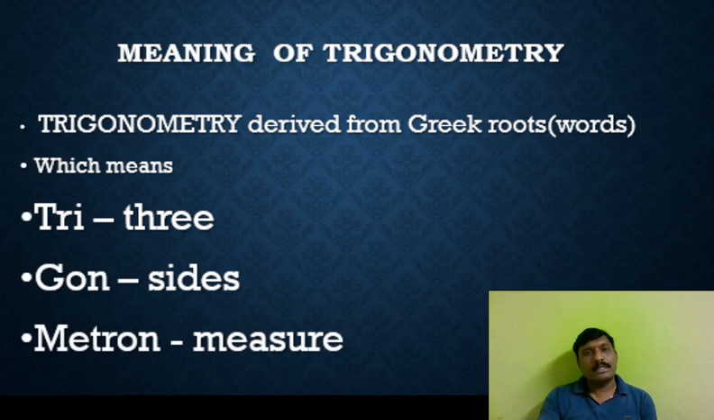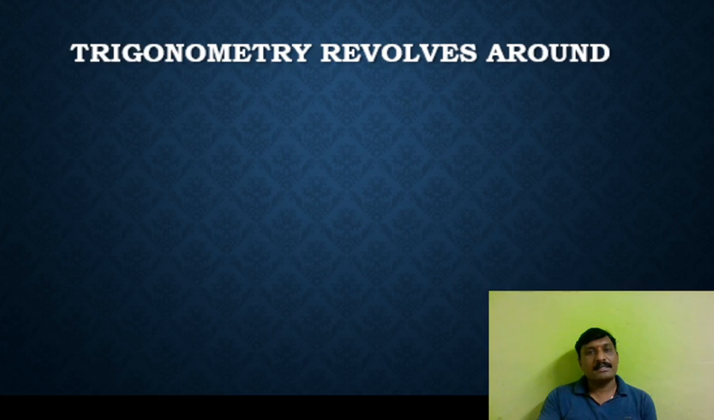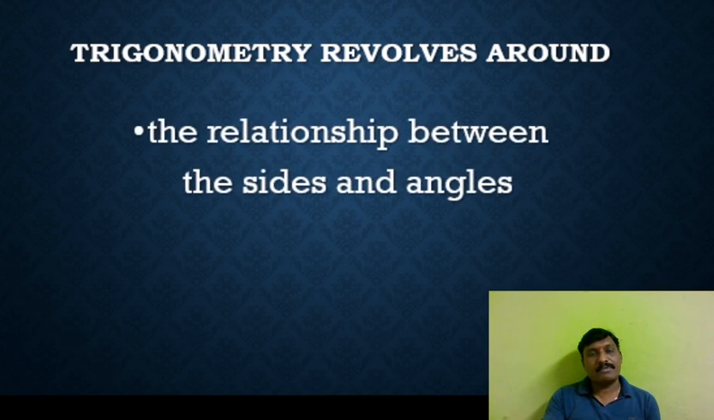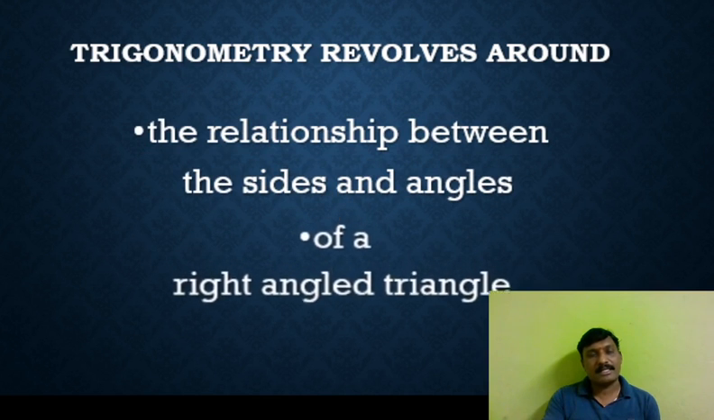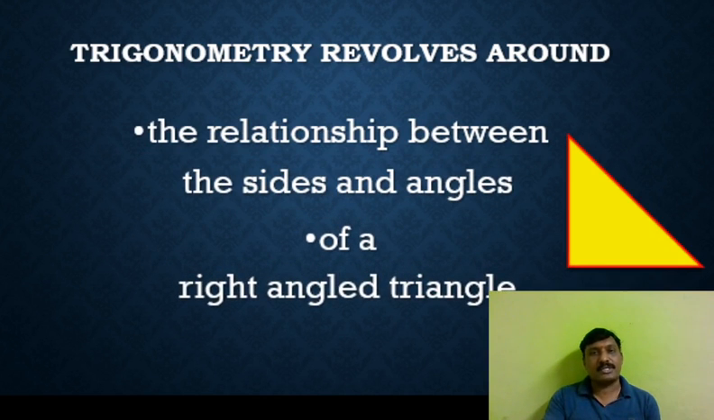So now in this trigonometry, mostly we are going to discuss the right angle triangle, how the acute angle is changing with respect to the corresponding sides. The relationship between the sides and angles of a right angle triangle is going to be discussed in this chapter.